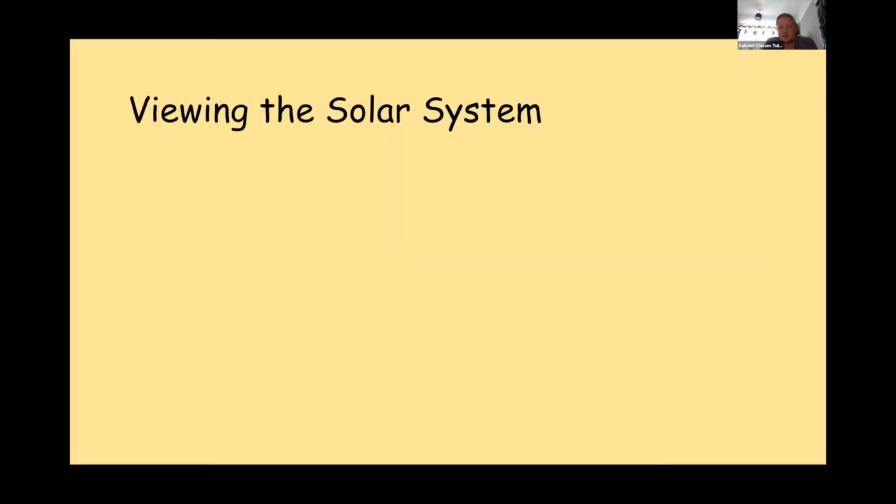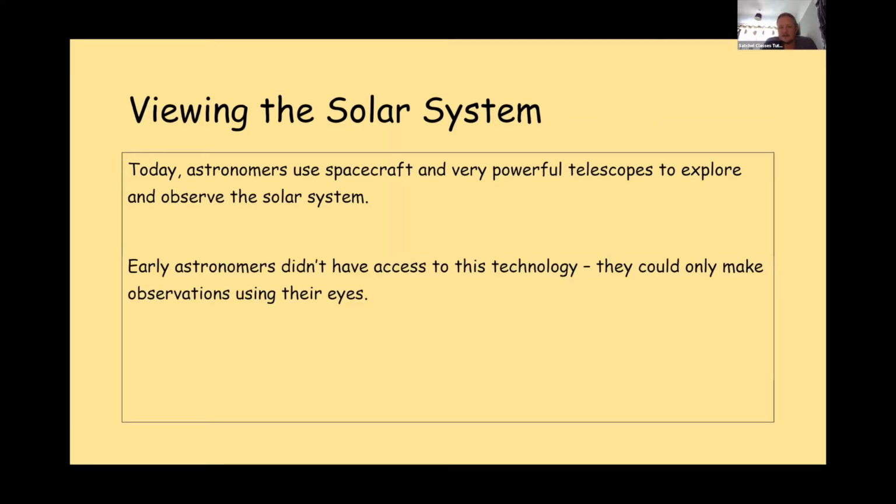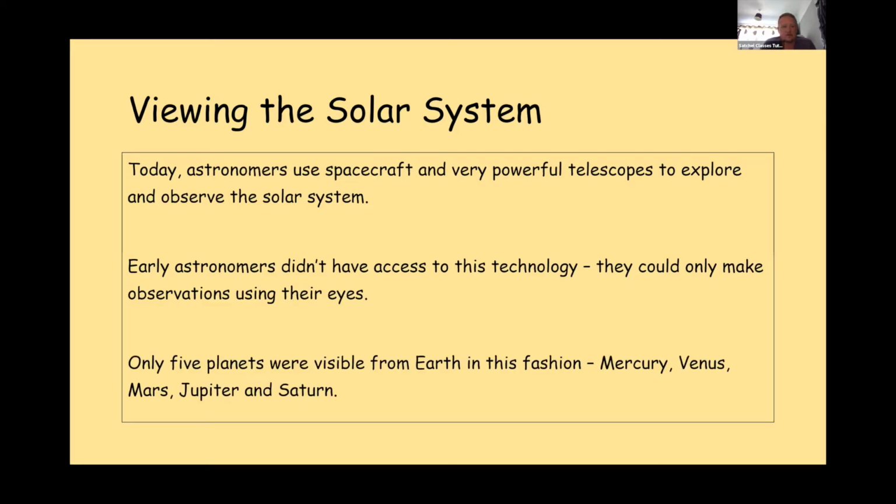How did we get here? Well, scientists nowadays, astronomers, have spacecraft and very powerful telescopes to explore and observe the solar system. We can literally send things up to hover over them with cameras and show us what's going on. Early astronomers didn't have access to this technology. They could only make observations using their eyes. So because of that, they could only describe what they could see with their naked eye. This meant that in early astronomy, the only five planets that were visible from Earth were Mercury, Venus, Mars, Jupiter, and Saturn. So how did this affect their early model of the solar system then?